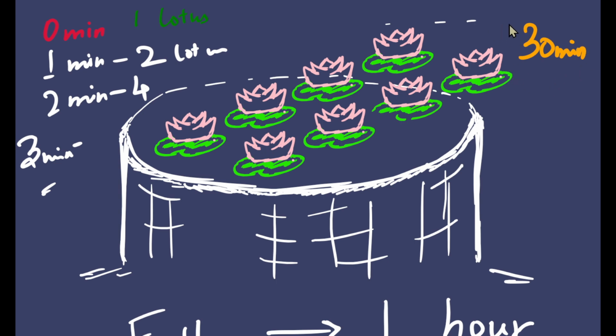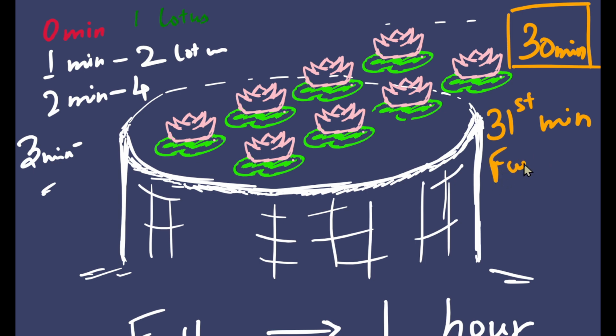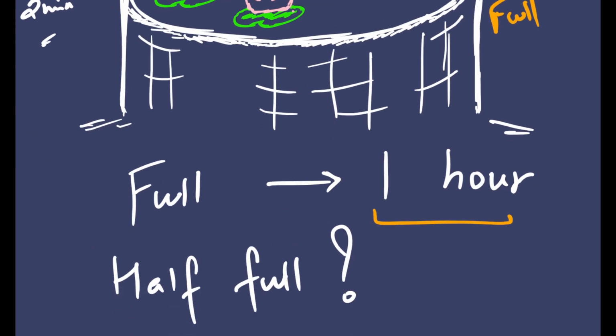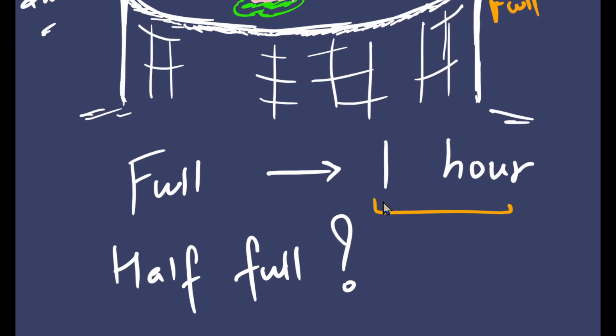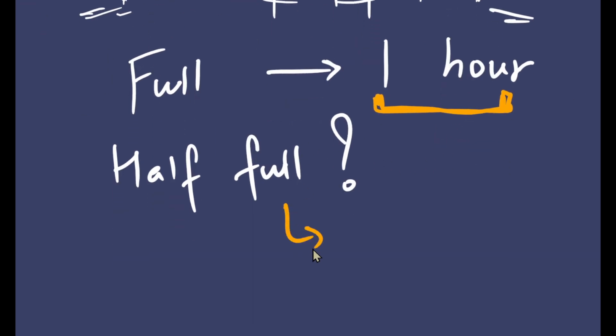But my concern is, what would happen in the 31st minute then? In the 31st minute the pond that was half full will double, the number of lotuses would double, and now the pond will be 2 times half full, that is, it will be full. But it has been full only in the first hour, that is the 60th minute. So the answer would actually be, the pond was half full in the 59th minute.